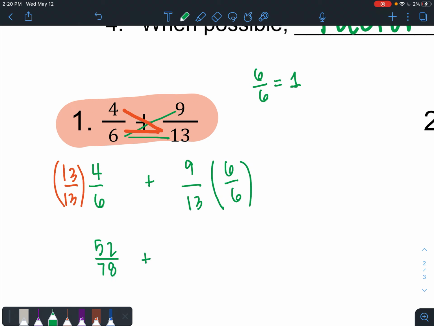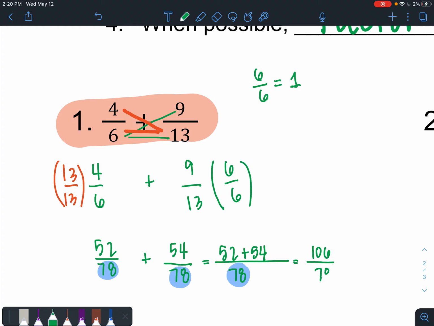And then I have 9 times 6 is 54 and 78 again. So now I have the same denominator and I'm able to just add them together. So I should get 78 as my denominator again. It stays the same. And then I just have to add the numerator. So 52 plus 54 over 78, which is 106 over 78 as my final answer.